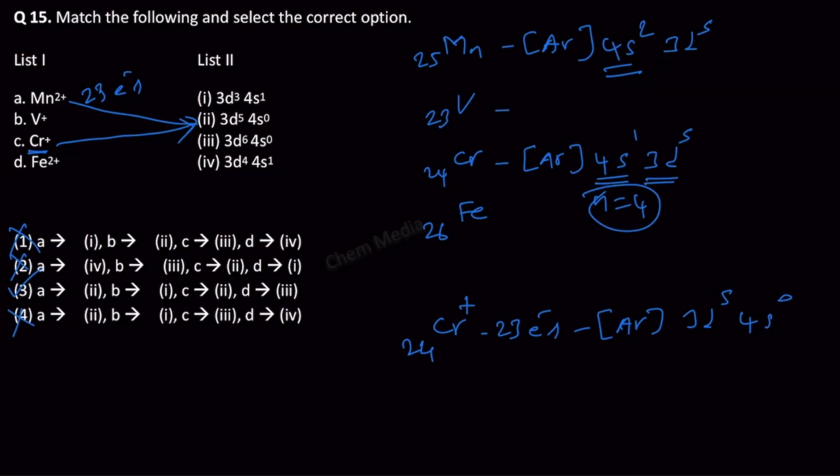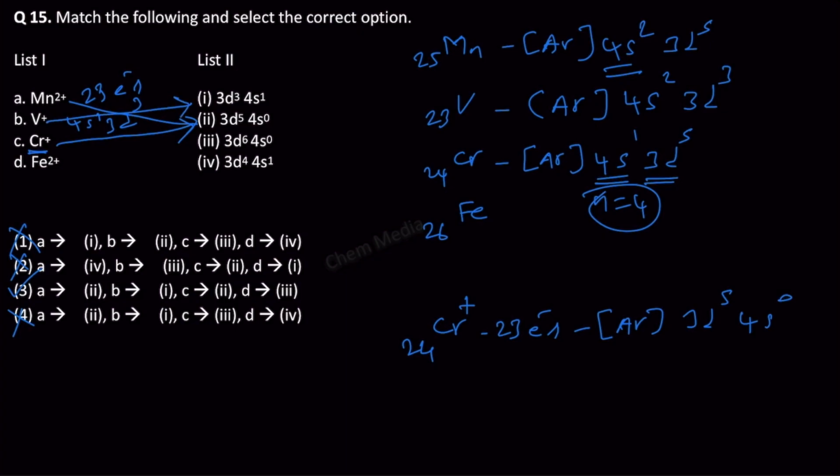For vanadium, if it is neutral, then the electronic configuration will be argon and then 4s2 3d3. When it is vanadium plus, we will be removing one electron from the 4s orbital. So therefore, it would become 4s1 3d3. So B should match with 1.